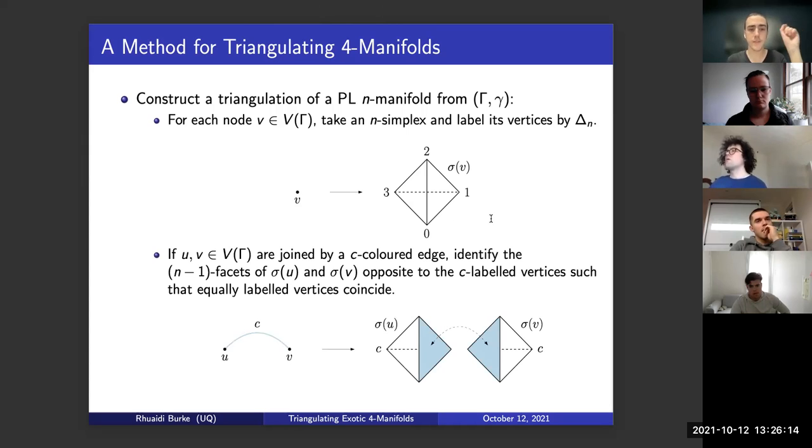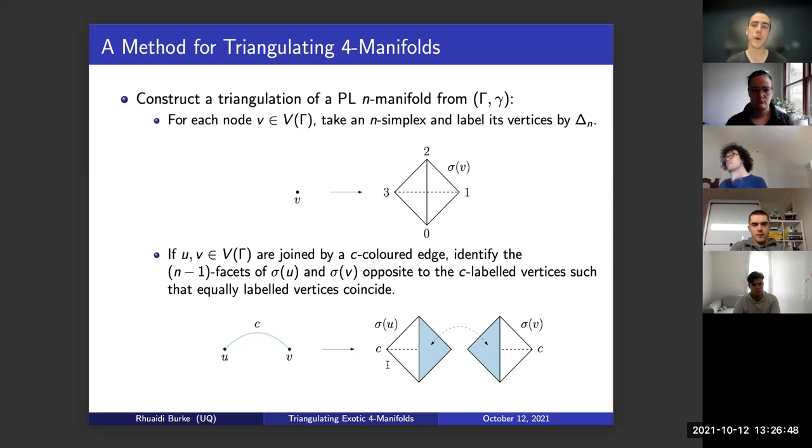Then if I have two nodes in my edge colored graph joined by a C colored edge, I identify the n-1 dimensional facets of my two corresponding simplices opposite to that C labeled vertex, so that equally labeled vertices coincide. Again, here's an example in 3 dimensions. I just identify the two triangles opposite to the C labeled vertex there. In this way, I can build a manifold from my colored graph.